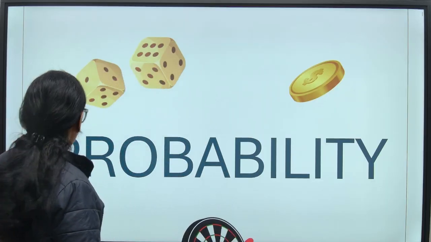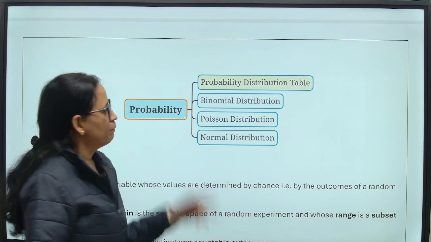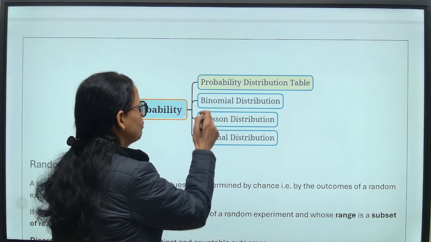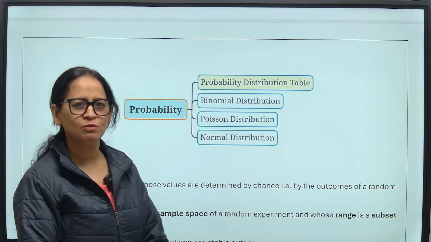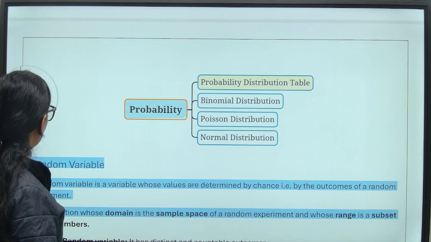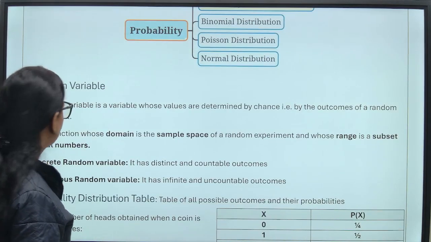So let's start with the details of probability. In this chapter we have 4 subtopics. The first one is probability distribution table, very important. Then we have binomial distribution, Poisson distribution, and then normal distribution. So let's start with the common important keywords that you need to understand for the probability distribution table.